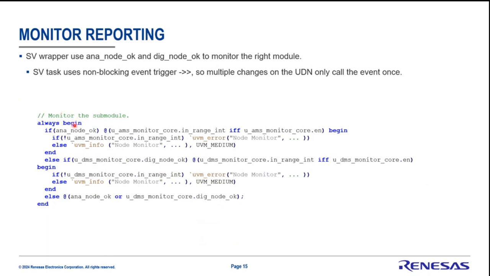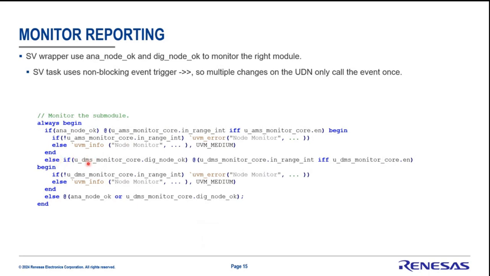Then finally, in the SystemVerilog wrapper layer, we can use an always block to monitor those in range int flags. So here you'll notice it's always begin. There's no @ sign. I've basically put the @ sign behind a condition. So if analogue OK, then it's waiting for the instance of the AMS monitor core, and it's looking for the in-range int to toggle value. And I'm also gating it with the enable there, so that this process is highly optimized. Then every time that in-range changes, depending on what it is, you could either say it's an error or you could say the mode is in range.